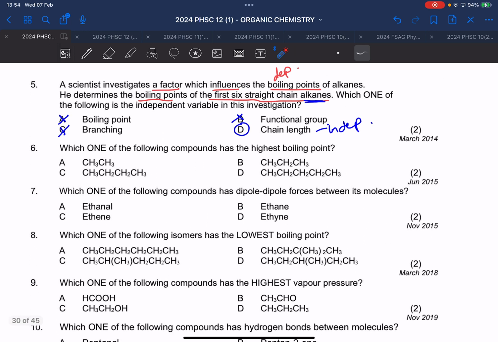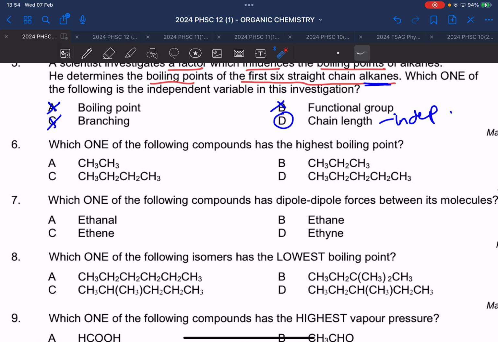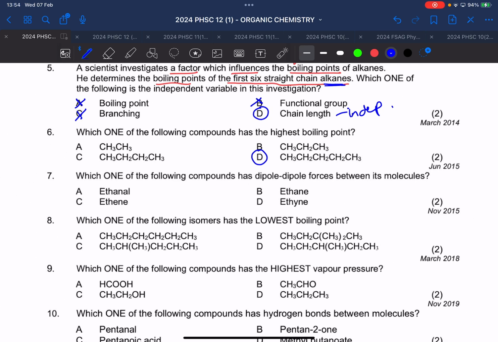Next one. Which one of the following compounds has the highest boiling point? Let's check. They are all alkanes. So which one will have the highest boiling point? D. Which one of the following compounds has dipole intermolecular forces between its molecules?